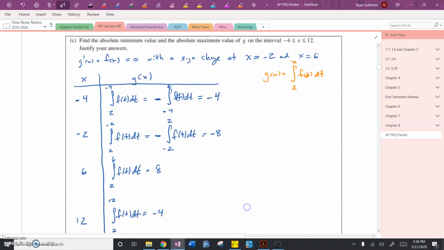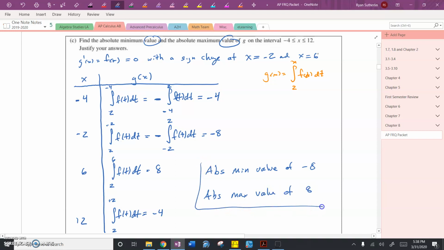Now, we're asked for the max and min value. Remember, that's the y value. So this has an absolute minimum value of negative 8 and an absolute max value of positive 8. All right, last part.